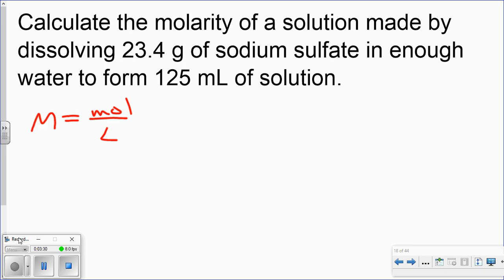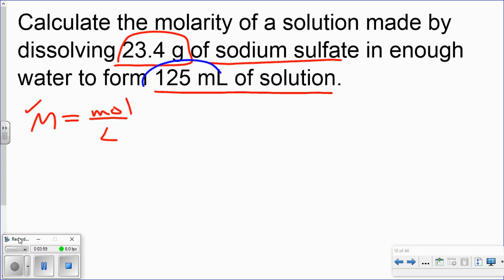It says calculate the molarity, so we'll be calculating this, and they should give us enough stuff to solve the problem in the body of the problem. So I notice I have 23.4 grams of this substance called sodium sulfate, and I have 125 milliliters of total solution. Now I don't have any moles listed, so I'm going to have to deal with that later. My personal philosophy is go with what you know. Go with the path of least resistance, and that is this.